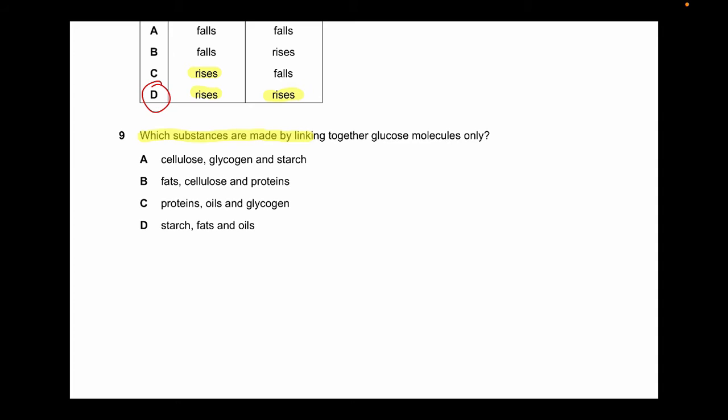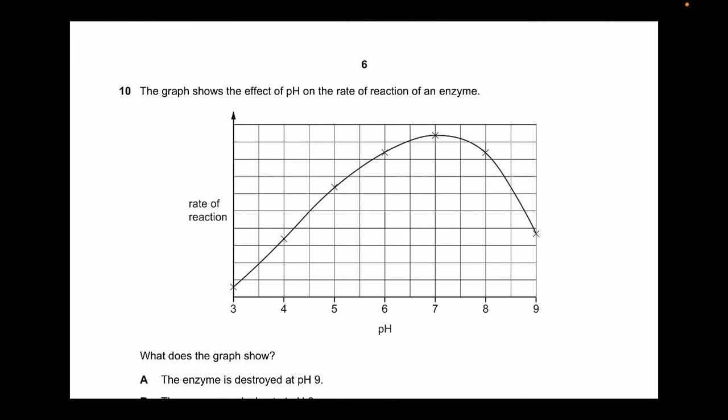Which substances are made by linking together glucose molecules only? When linking together glucose molecules only, it will produce cellulose, glycogen, and starch. It will not produce fat or protein or oils. So option A is the correct answer.